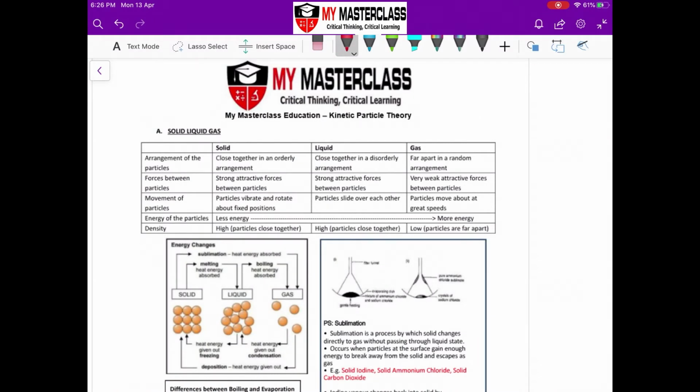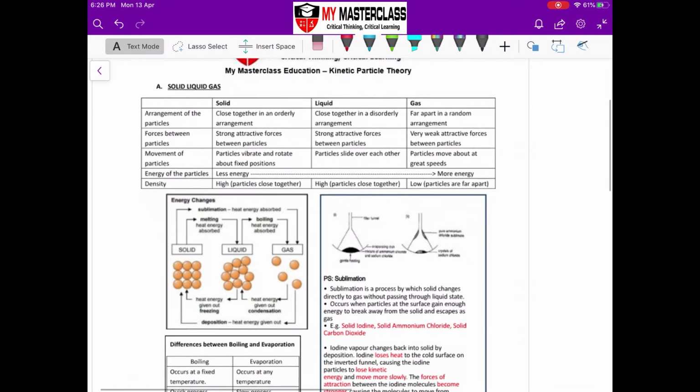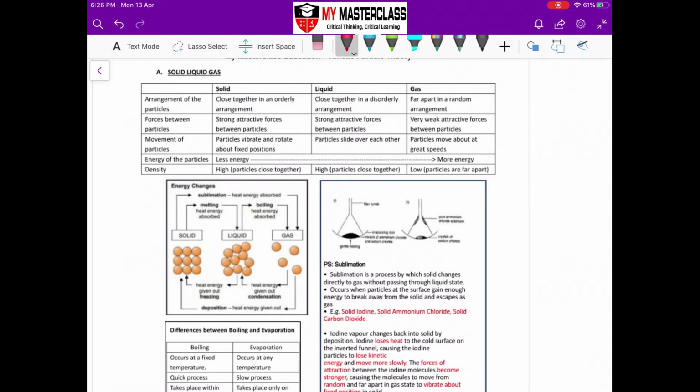Hi students, in this chapter we are going to look at kinetic particle theory, or some schools call it the particulate nature of matter. Anyway, it means the same thing. Particularly, what we are looking at is how the atoms or molecules are arranged in the three states: solid, liquid, and gas. We need to know how they are arranged, what the amount of forces of attraction between them is, how they move, and what their energy level is like.